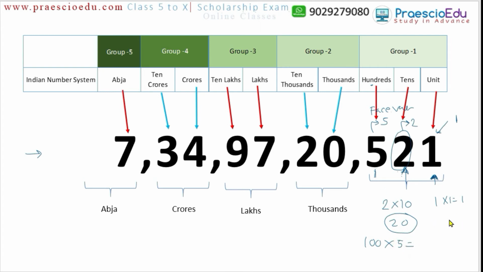So don't confuse the place value and the face value. Face value is only the digit. Here, 2 is the digit, that is the face value; here, 7 is the digit, that is the face value. Now suppose 7 is here, the face value is 7.